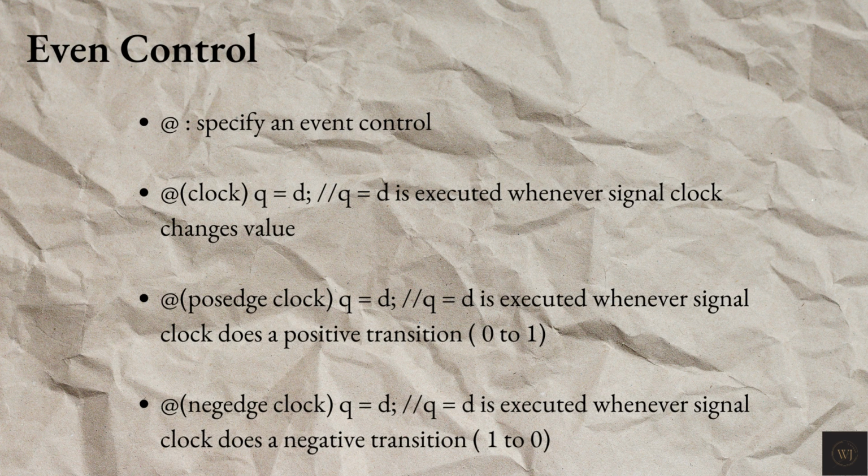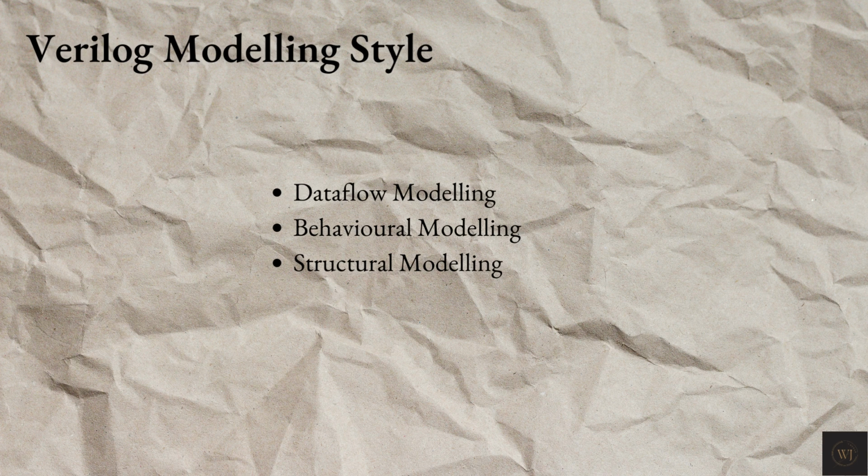@(clock) Q = D is executed whenever signal clock changes value. @(posedge clock) Q = D is executed whenever signal clock does a positive transition, 0 to 1. @(negedge clock) Q = D is executed whenever signal clock does a negative transition, 1 to 0.